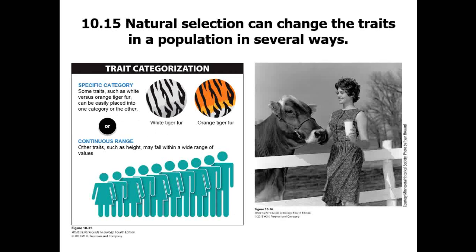So natural selection changes traits in a population in several ways. So we can have what's called a specific category, and that's where you've just got two extreme phenotypes. And so the example they give here is an albino or white tiger, and then an orange tiger. Or you can have something that's called a continuous range. Height is a really good example of this. Hair color, eye color, those are all, again, pleiotropic, meaning that there's multiple genes involved, and so that gives you that big range of sizes and colors and things like that. And so that's how we categorize those traits. It's either specific, so that's just like either one or the other, or continuous.